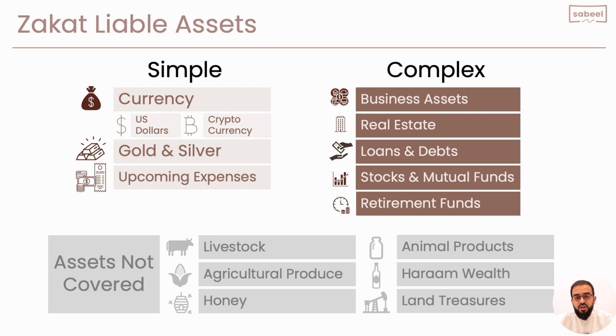But the main takeaway here is assets that are not covered. If one owns livestock, agricultural produce, honey, any type of animal products like milk, eggs, and haram wealth that one sells as part of their products, or land treasures that could be oil, could be hidden treasures in the ground. Those assets are not covered and need to be discussed at a later date.